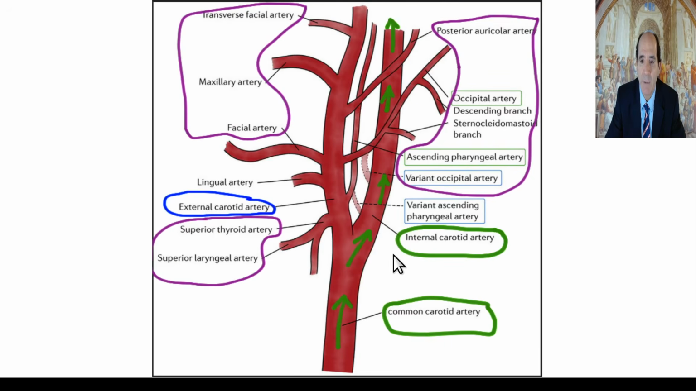Okay, here's the anatomy of the carotid artery in a close-up. So again, here's the external carotid with all the branches, and here is the internal carotid artery. It has no branches, goes right up to the brain.